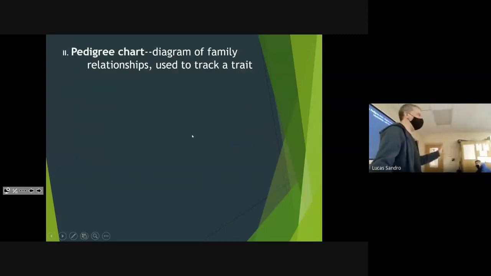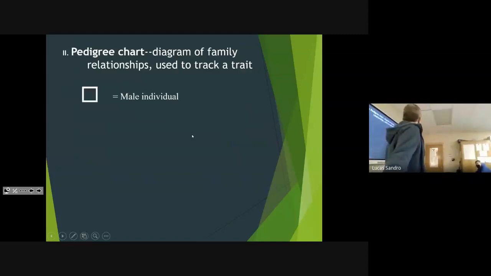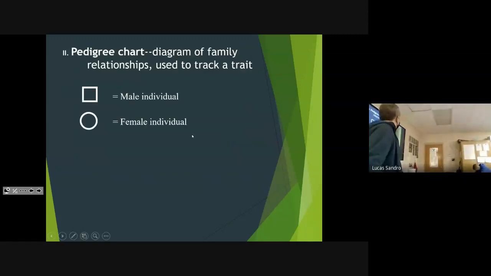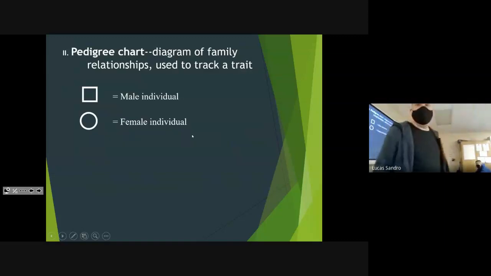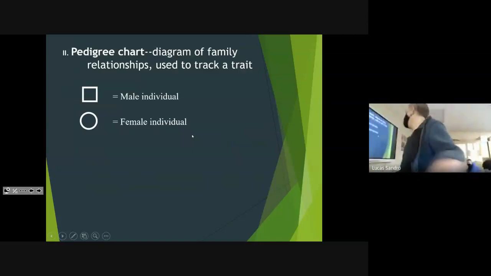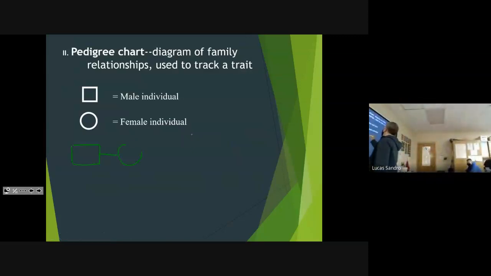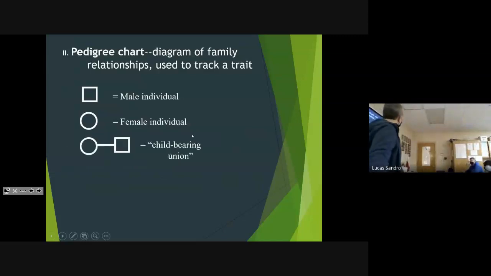In a pedigree, and you probably already know this to some degree because you've probably seen it, squares are males, circles are females. What is it if I take a square and a circle and I connect them with a horizontal line? Are they like married or something? Well, it could be. They don't have to be. What it means is basically they produced offspring. Don't have to be married. Let's be as PC as we can. We'll call it a childbearing union.